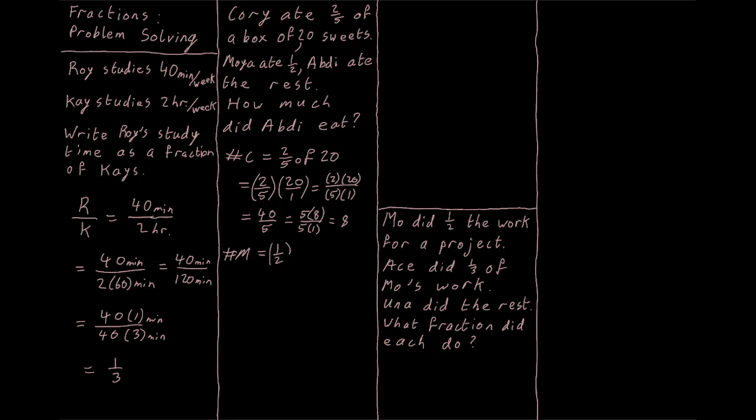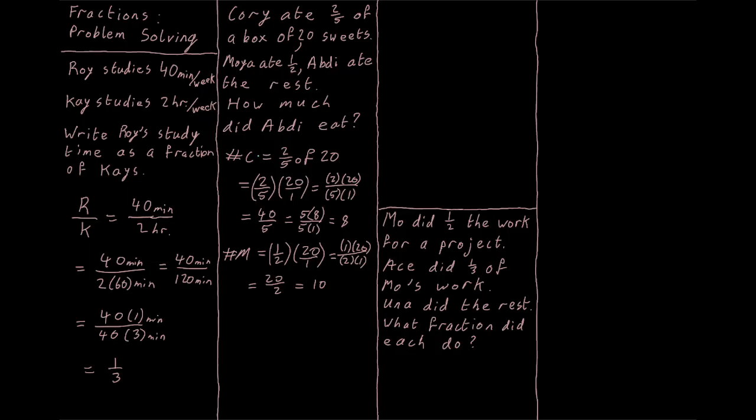So we know that half of 20 is a half multiplied by 20. So we end up with 1 times 20 all over 2 by 1. So we end up with 20 all over 2. And we can take out a common factor, or we can just say that half of 20 is going to be 10. So Corey ate 8 sweets. Moya ate 10 sweets. If there were 20 sweets in total, how would we figure out how many Abdi ate?